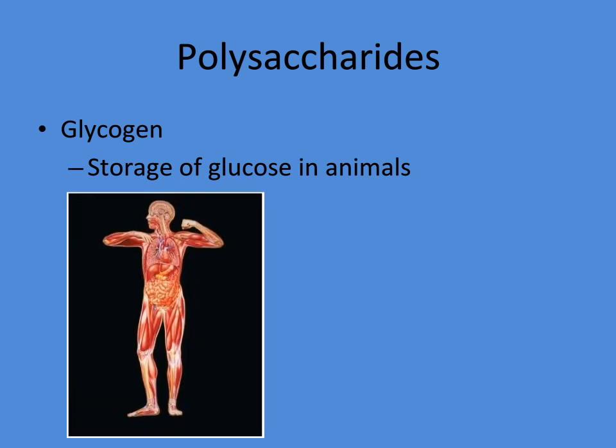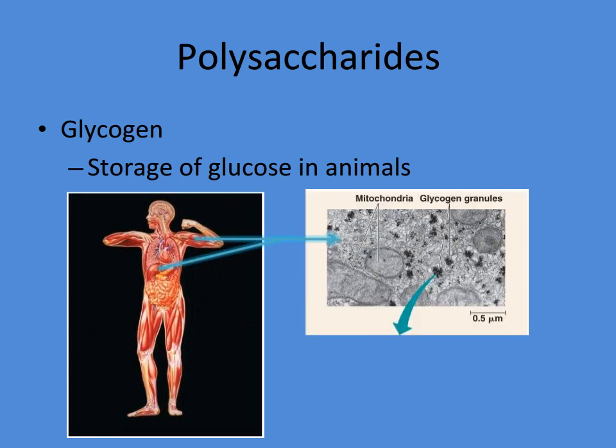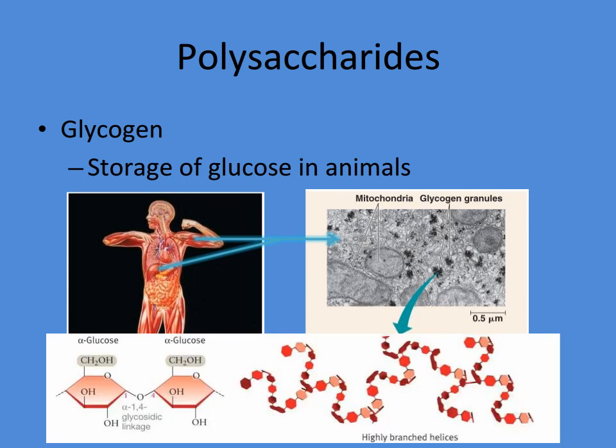Glycogen is commonly stored in the muscles and liver, specifically in granules throughout the cell. Glycogen consists of glucose joined by alpha-1,4 glycosidic linkages. Its branch structure is similar to amylopectin, but glycogen does contain more alpha-1,6 linkages.